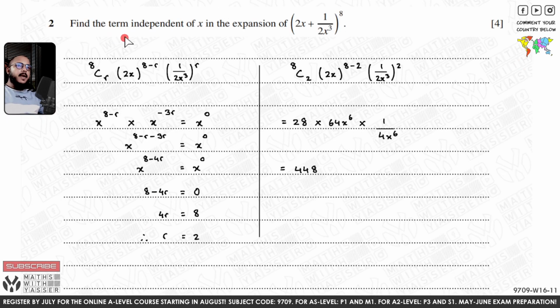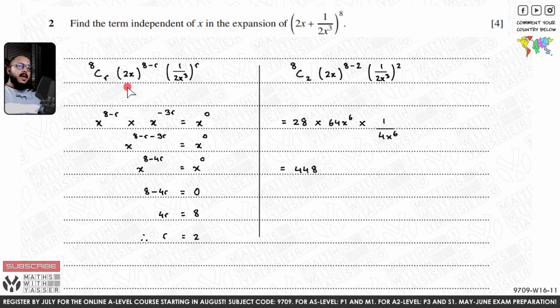Question number 2. Find the term independent of x in the expansion of (2x plus 1 over 2x cubed) whole to the power 8. So independent of x means x to the power 0, the term which will not have x. So the formula is 8CR (2x) to the power 8 minus r and (1 over 2x cubed) whole to the power r. So first we need to figure out what will be the value of r, which will eventually lead me to getting the independent term of x.